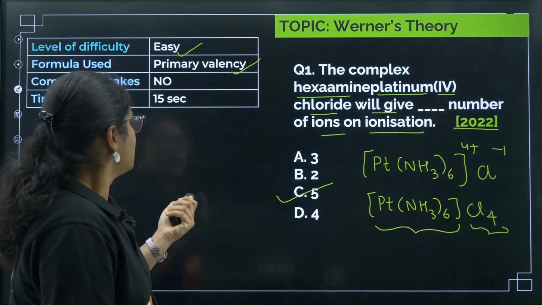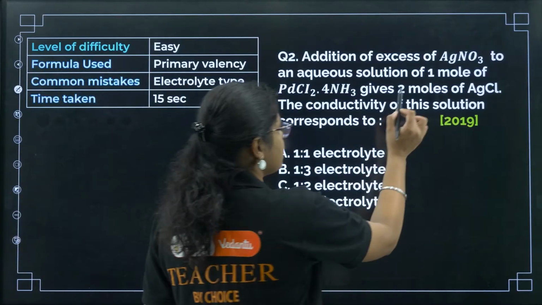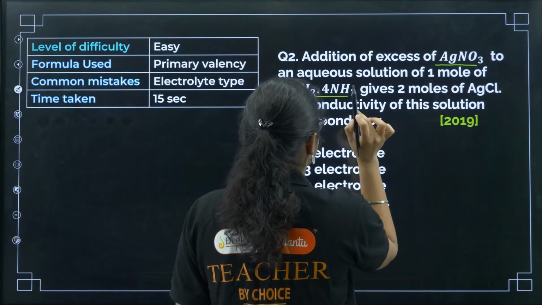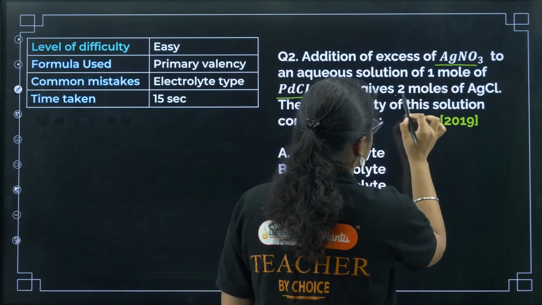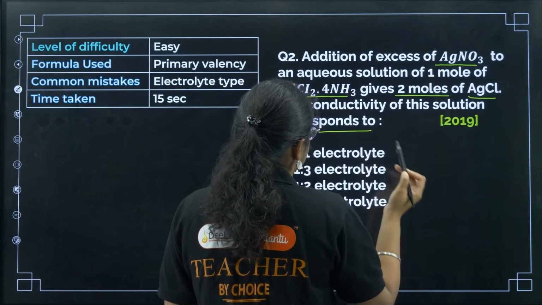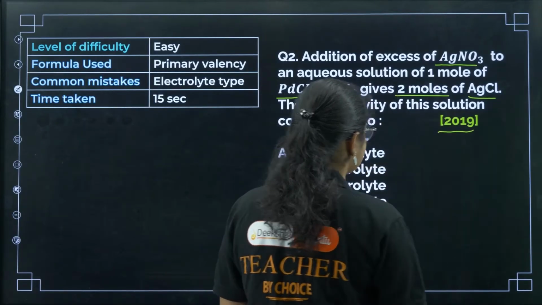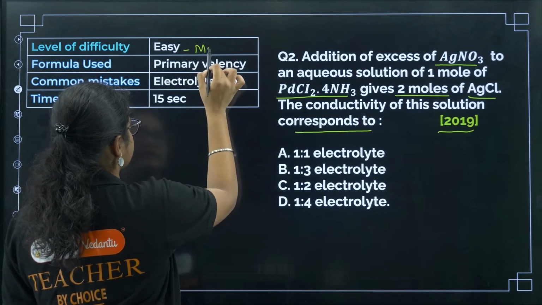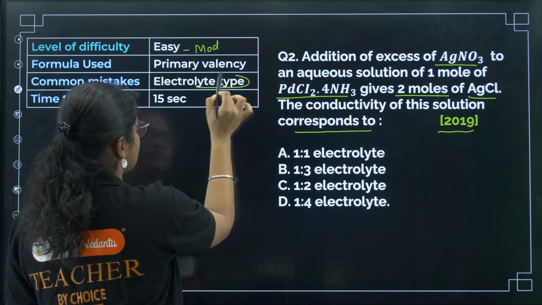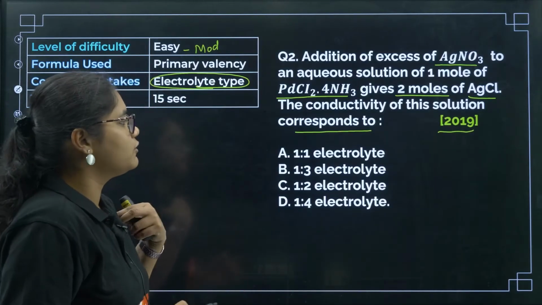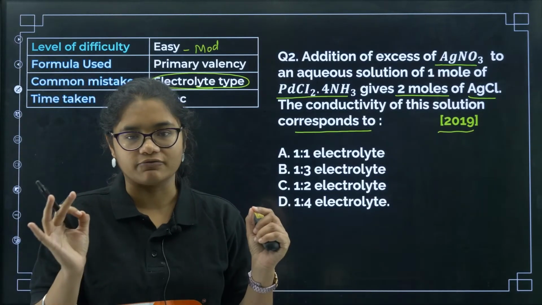Next question. Addition of excess AgNO3 to an aqueous solution of 1 mole of PdCl2.4NH3 gives 2 moles of AgCl. The conductivity of this solution corresponds to. This question was asked in 2019. It is an easy to moderate question if you know how to find the electrolyte type. First of all, we will see the formula of the compound.